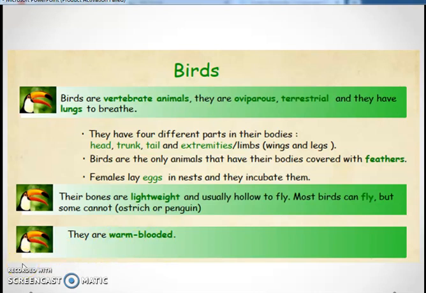This is what we have in today's lesson. In the next lesson, inshallah, we will learn about the remaining three groups of the vertebrates.